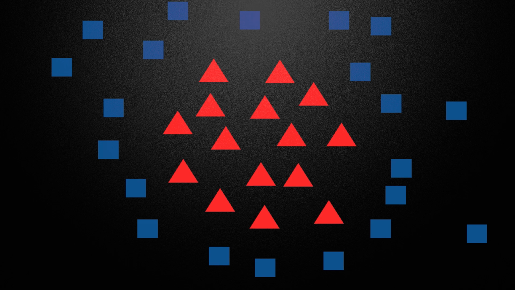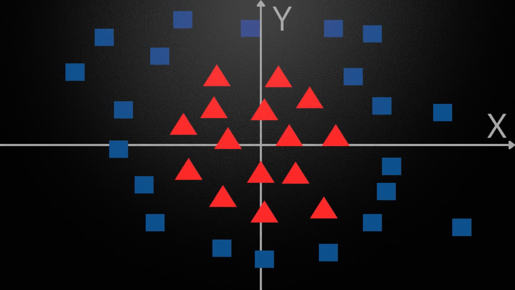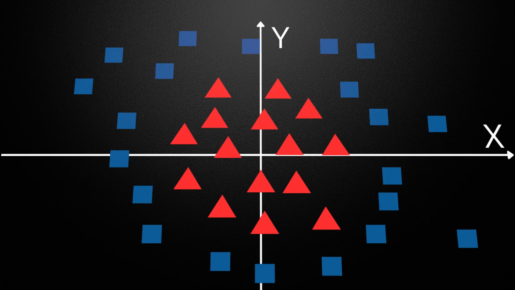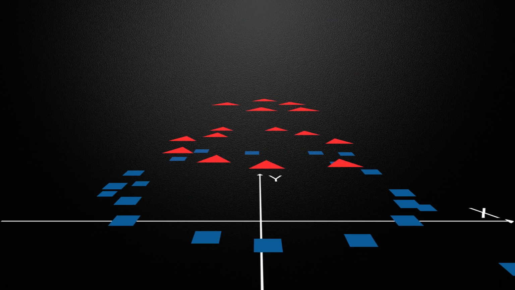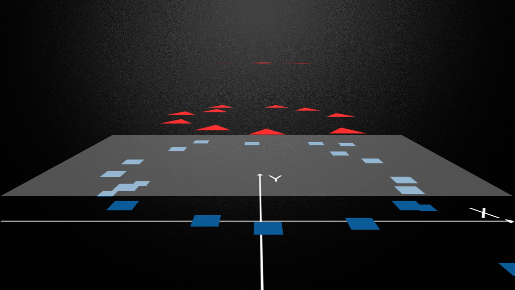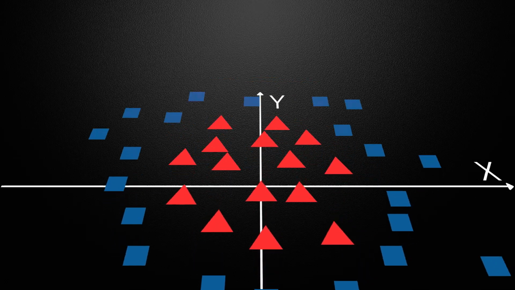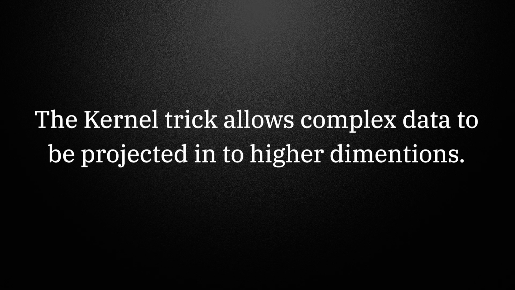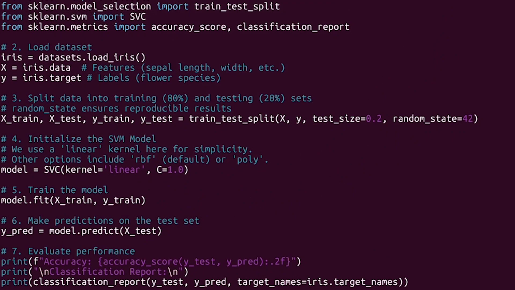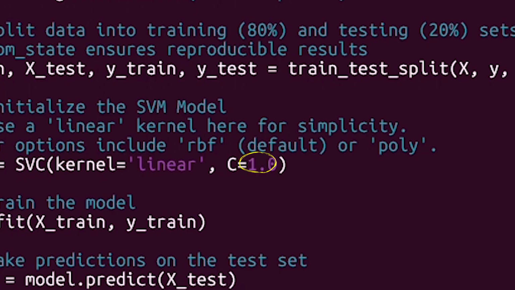Imagine these dots are on a sheet of paper. You can't separate them with a single tear. But what if we lift the data into a third dimension? If we lift the red dots up, suddenly we can slide a flat sheet right between them. When we look at the flat sheet from above, which is kind of like 2D, it looks like a circle. The kernel trick allows us to project complex data into higher dimensions where we can easily separate it with a straight slice.